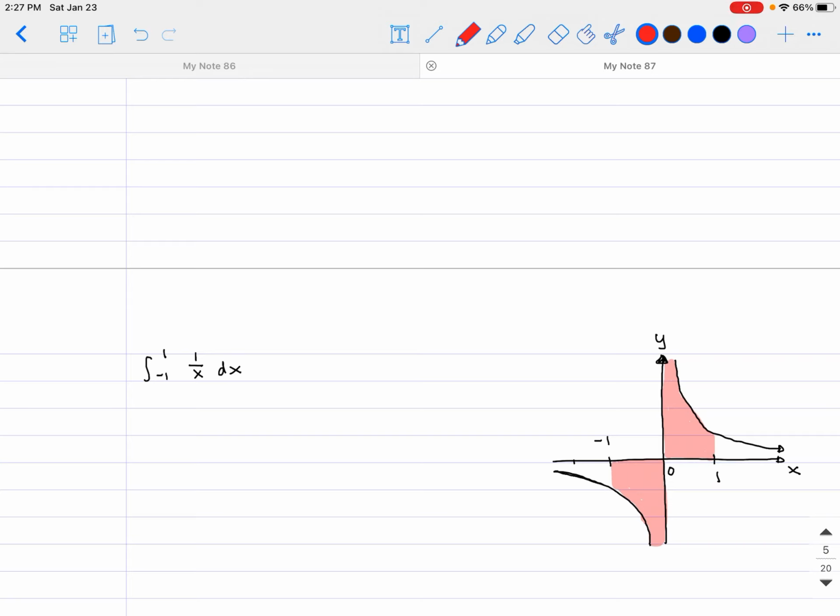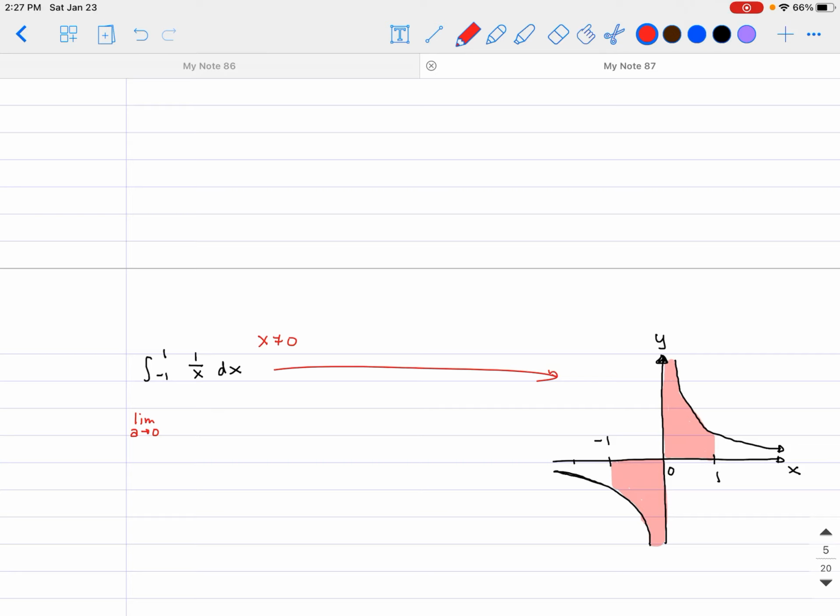What happens if you have something that's undefined in between the interval, instead of at the endpoints? So here is an example of that. The area between negative 1 to 1 of 1 over x. So again, I need to break it into 2 parts. Limit, because x is going to be undefined at 0. So limit as a approaches 0.